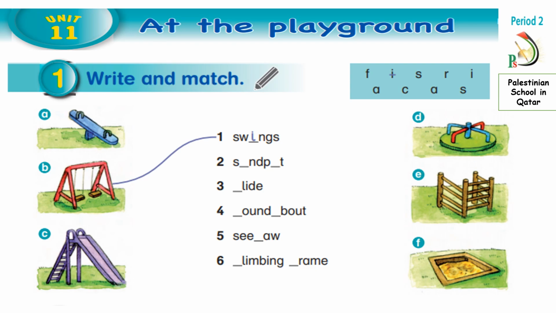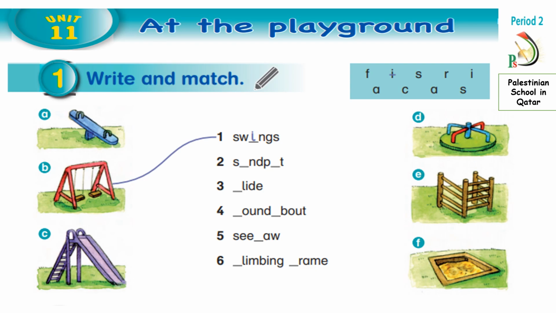Picture B. What can you see? The swings. Picture C. The slide. Great. Picture D. The roundabout. Excellent. Picture E. The climbing frame. And picture F. The sand pit. Great. Now, let's start writing the missing letters. Then match the words with the pictures.